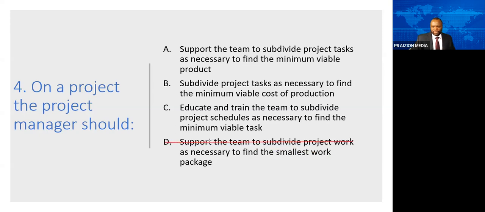C, educate and train the team to subdivide project schedules as necessary. We don't subdivide schedules. They're already subdivided from work packages in the world of predictive. So even though this is mixing up predictive and agile terms, we can see that some of them are bogus. And there's no such thing as a minimum viable task. So that's incorrect. No one chose it.